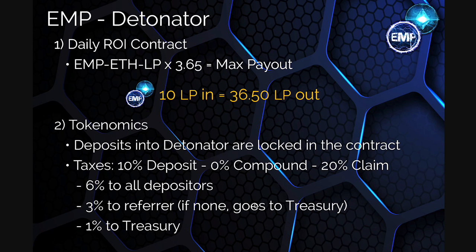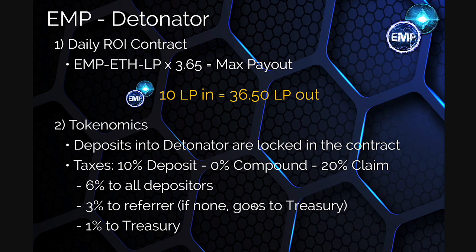But it doesn't matter whether it's someone you know, it's me, or it's the treasury, somebody's going to get that 3%. And then finally, there's 1% that goes to the treasury, regardless of whether or not they're also getting the 3%. So those are the basic tokenomics of the deposit.